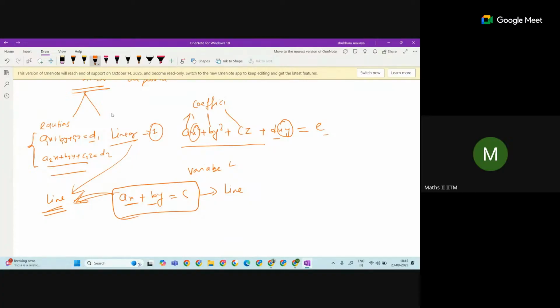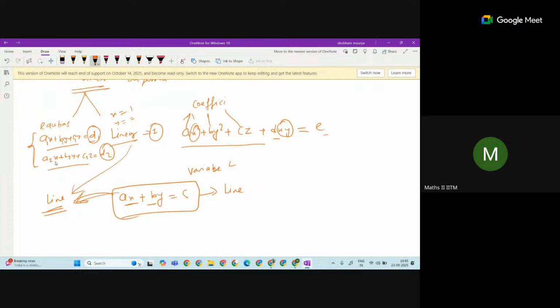It means whatever values you get for the variables x, y, z after solving, they will satisfy all the equations, not only one equation. If you substitute the values of x, y, and z here, it will give the d1 value. And if you substitute the x, y, and z values here, it will give the d2 value, according to the coefficients, multiplied, added, whatever. So it will satisfy all the equations simultaneously. Okay? So this is the meaning of a system of linear equations.